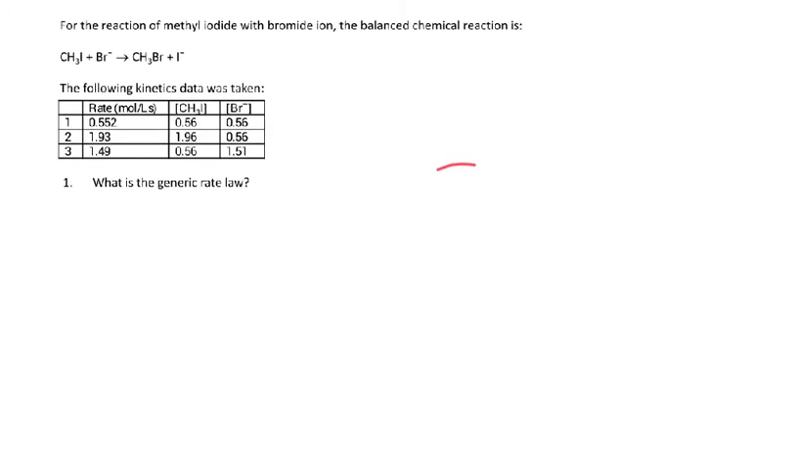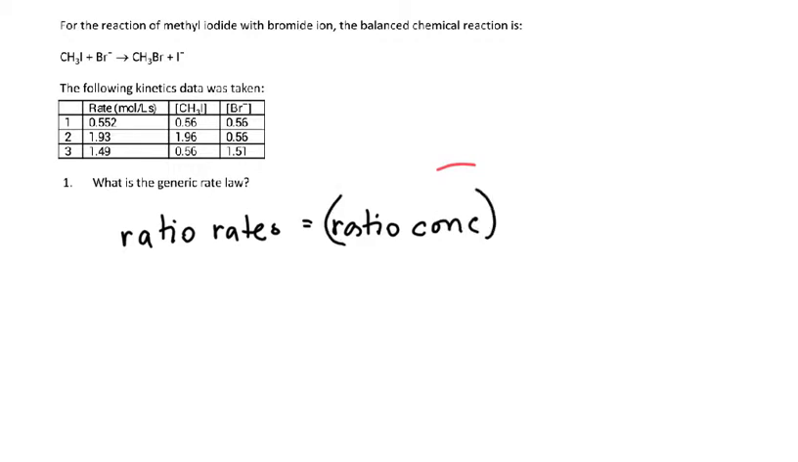So, for the reaction of methyl iodide with bromide, here's the data. The generic rate law. This is where you take the ratio of the rates equals the ratio of the concentration raised to the order. We have two different reactants here, so we have to take each one individually. So the first thing we're going to do is the order of the reaction with respect to the methyl iodide.